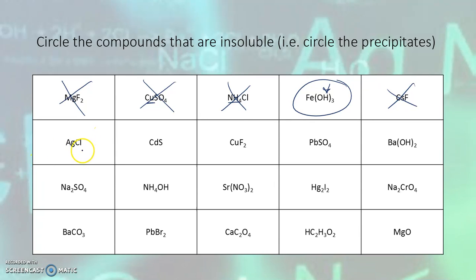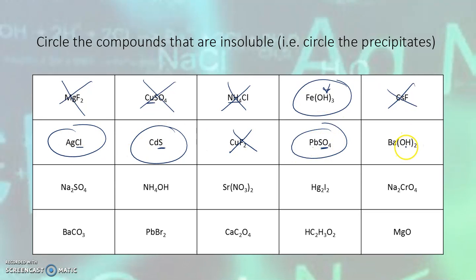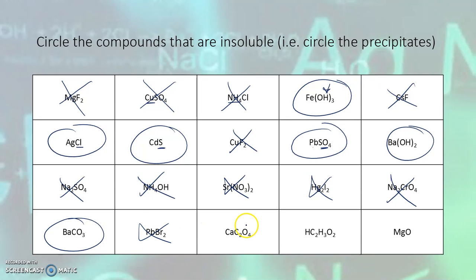This one's going to be insoluble because it has silver attached to the chlorine. Cadmium sulfide, the sulfide makes it insoluble. This one's okay. The sulfate, because it's attached to the lead, it is insoluble. These should be circled, sorry, not underlined. Haha. Barium hydroxide would be a solid. This one is not. This one is not. This one is not. This one is not. This one is not. This one is a solid. This one is not. I think that's all we've got.